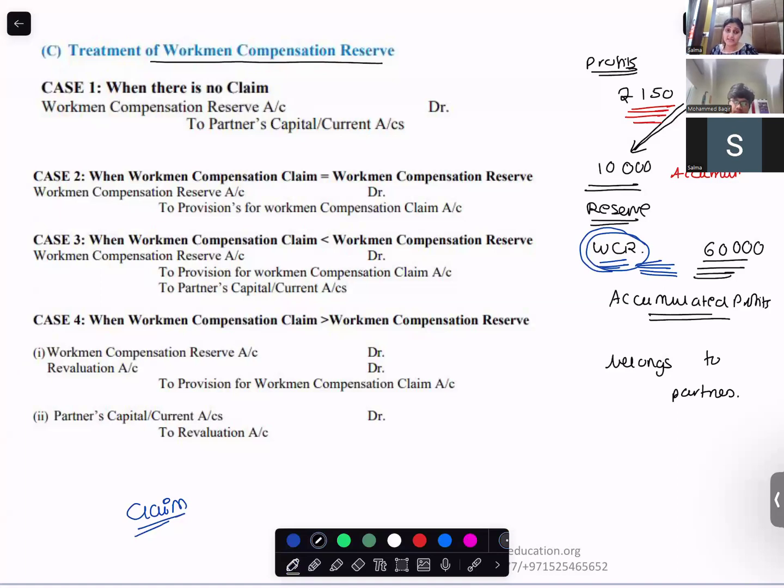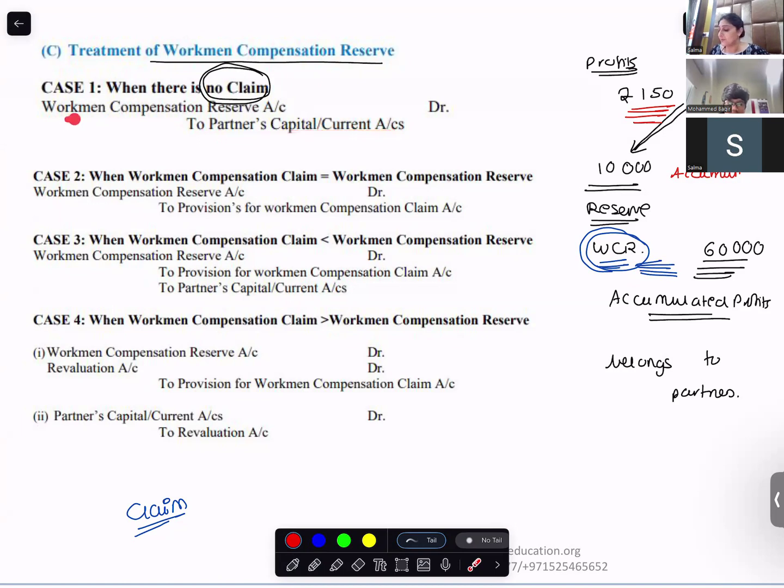There are 4 cases in this. The first case is there is no claim. No worker is claiming anything. In that scenario, tell me, this full money will go to whom? Partners. So the journal entry would be that it will go to the partners. The partners are going to receive this money. So partners capital or current account credit. Are you with me?